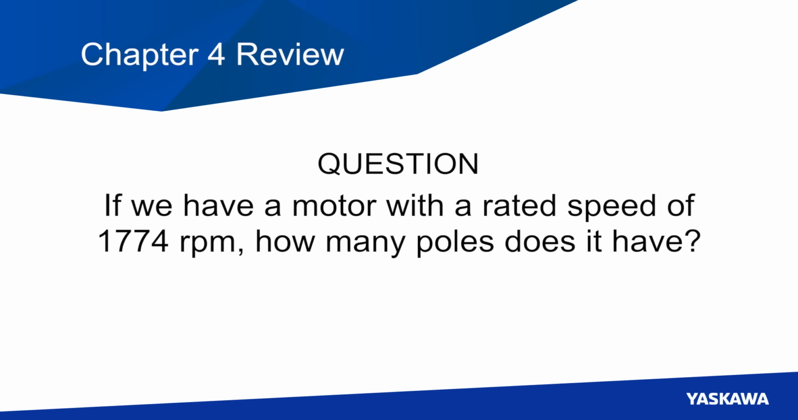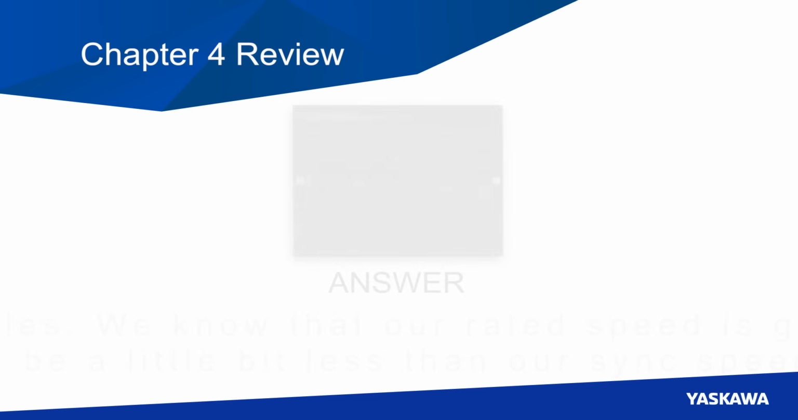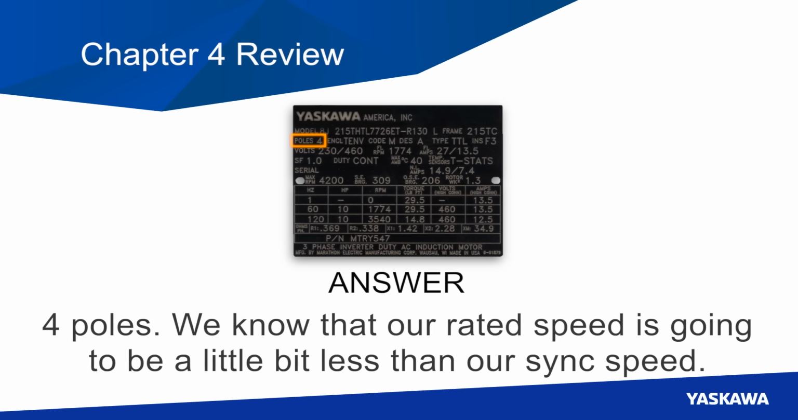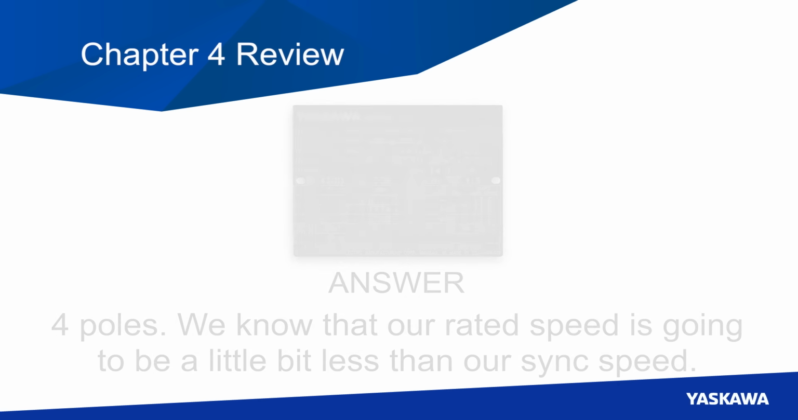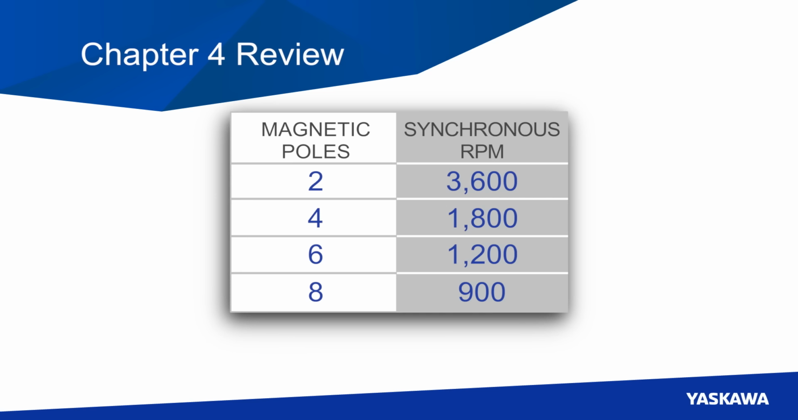If we have a motor with a rated speed of 1,774 RPM, how many poles does it have? And the answer is 4 poles. We know that our rated speed is going to be a little bit less than our sync speed. Looking at this table from earlier, we see that a 4-pole motor has a sync speed of 1800 RPM. This tells us that if we include slip, we are around 1774 RPM.